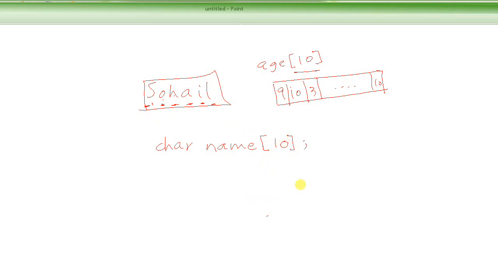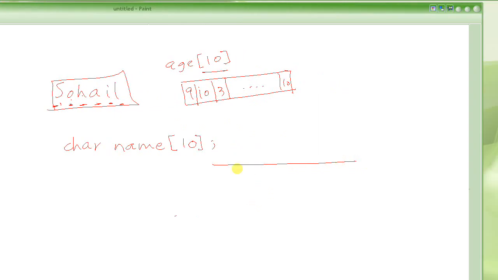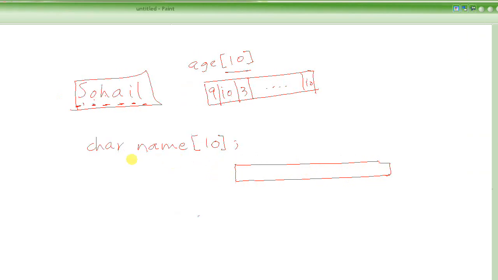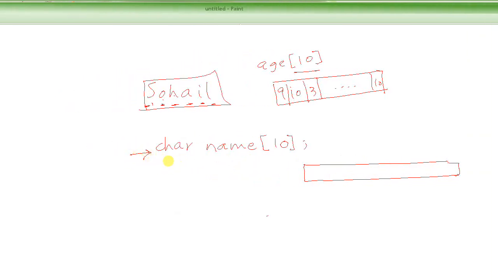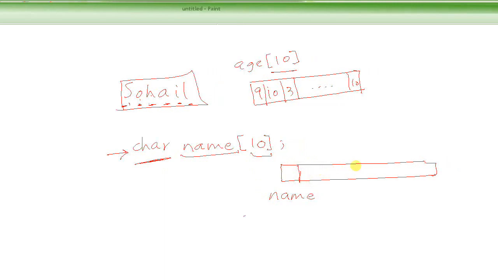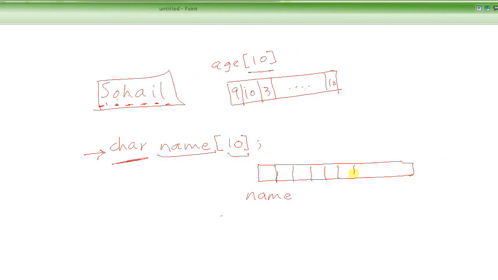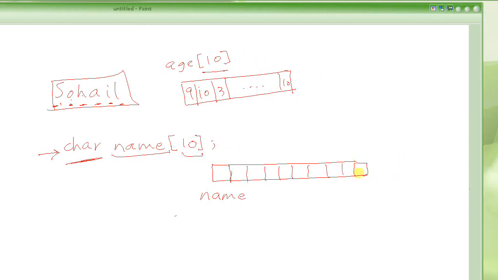So let's say 10. If I represent this with a diagram, this is how it will look in memory conceptually. What it's saying is allocate memory and call it name, and it will have enough elements, 10 elements. Each element will be of data type character. So if this is enough to store one character, then what we want is 10 of those. 1 2 3 4 5 6 7 8 9 10.